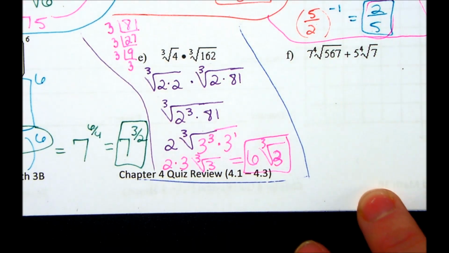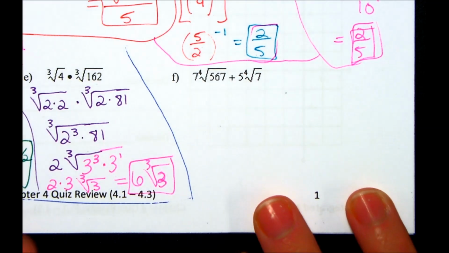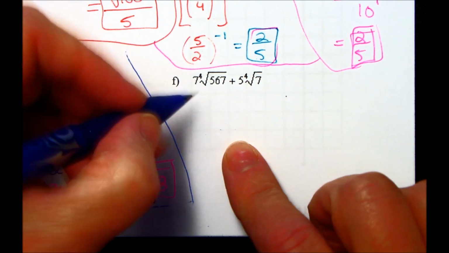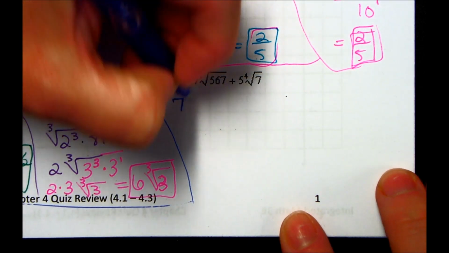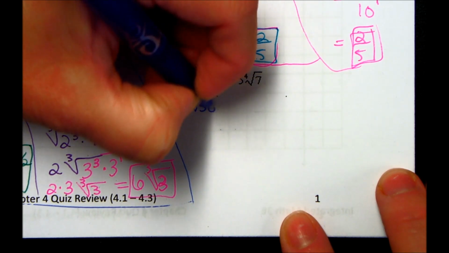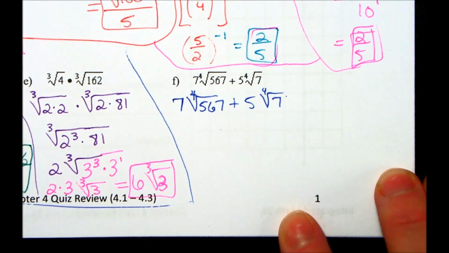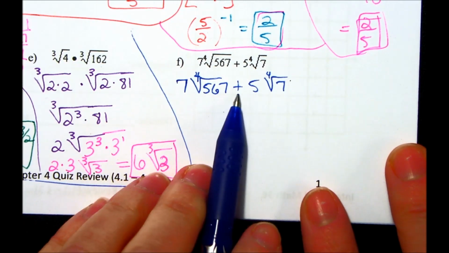All right, and then we have letter F here. In letter F, we have 7, that is not a 7 to the 4th power. I know it looks a little confusing, but it's 7 times the 4th root of 567 plus 5 times the 4th root of 7. This is the first one that had a plus sign in between.